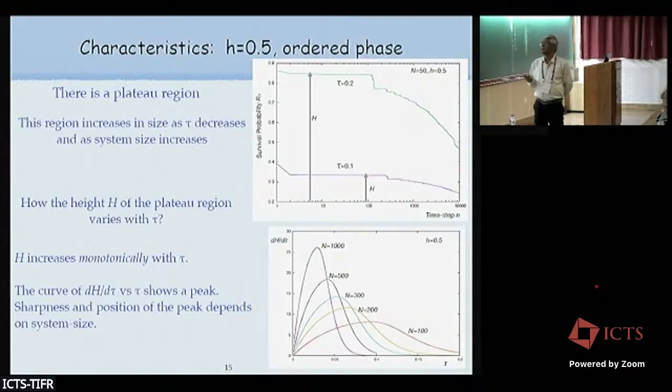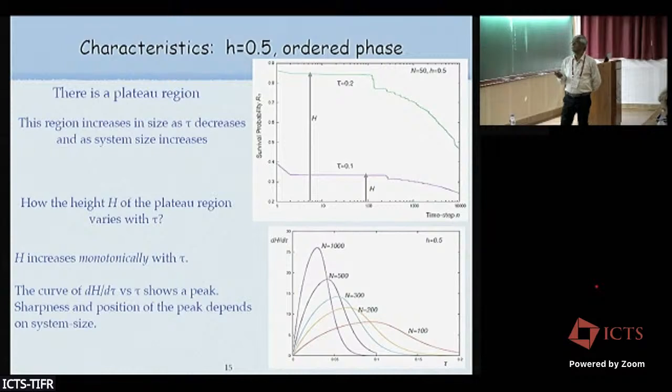Now the question is how the height of the plateau region varies with this time interval tau. H increases monotonically with tau, but the rate at which H increases with tau is interesting. The curve of dH d tau versus tau shows a peak. And as I said, we could go up to a size of 1000. So the curves look like this. You see, this peak is important, as we shall discuss in the next slides. The sharpness of the peak and position of the peak depend strongly on the system size. And you can guess that some issue of scaling with respect to system size will arise in future.